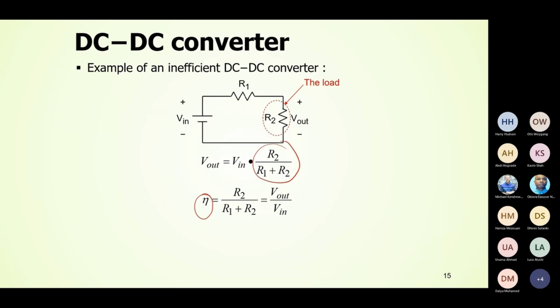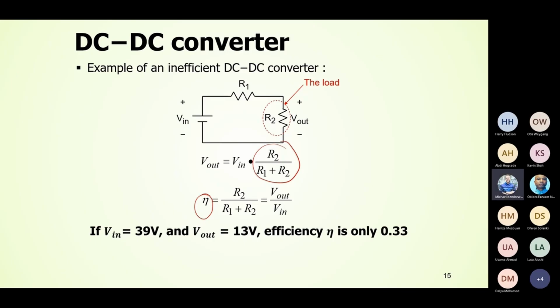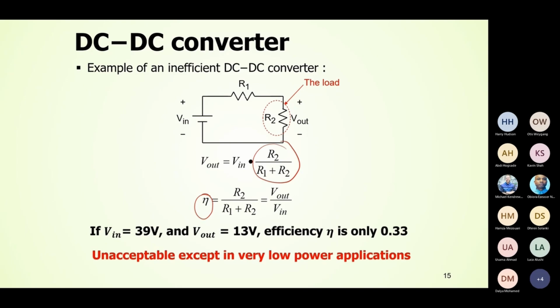Now this circuit can ensure that you have the desirable voltage at the load side, but if there is a change in the input voltage or a change in the resistor value, this circuit will no longer be operating at the correct voltage. Moreover, you will have huge loss in the resistor R1. If your input voltage is 39 volt and your output voltage is 13 volt, you can see that the efficiency of your circuit is only 33%. So it is unacceptable except in very low power applications where you don't care much about the efficiency.